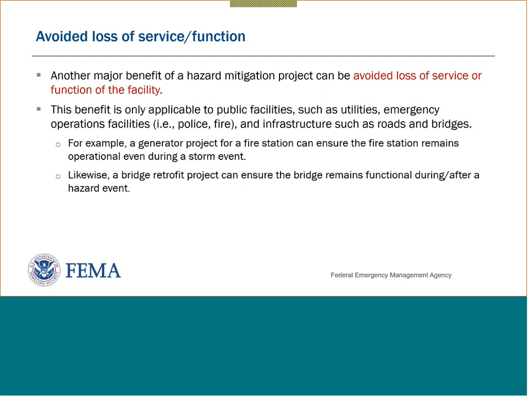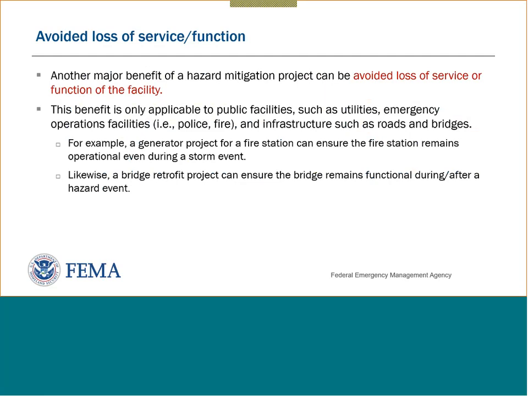Okay, I mentioned avoided loss of service, and this is tied to and applicable to public facilities, for example, utilities, emergency operation facilities, police or fire stations, and infrastructure such as roads and bridges. So, for example, a generator project for a fire station can ensure that it remains operational during a storm event. And we will show you an actual benefit cost analysis for a fire station that got money for a generator. We'll show that here in a little bit.